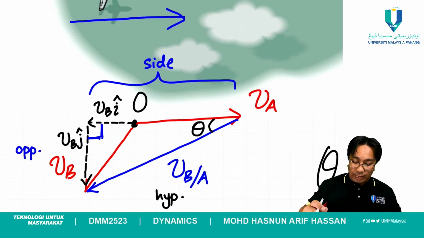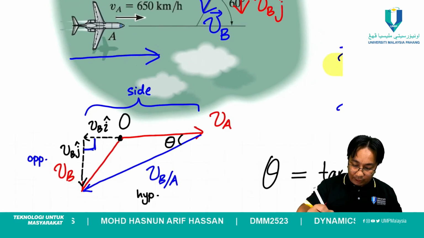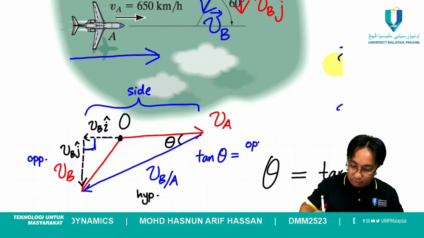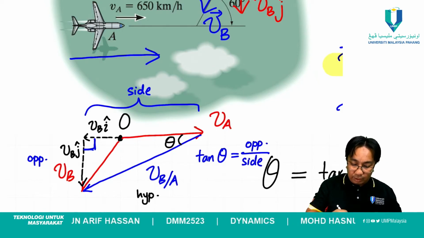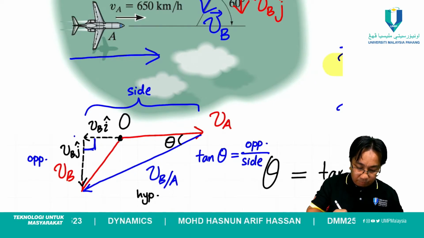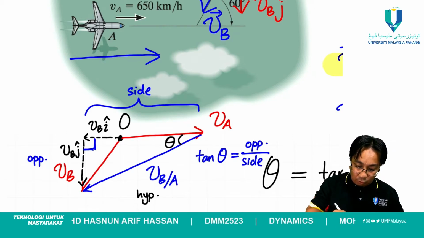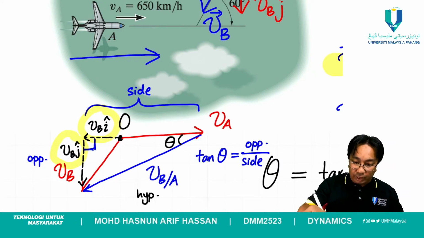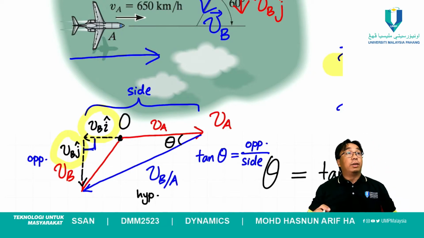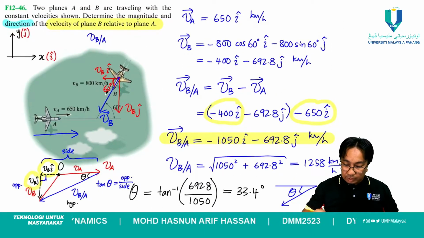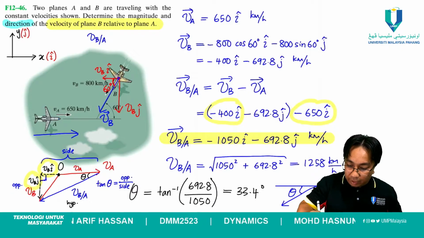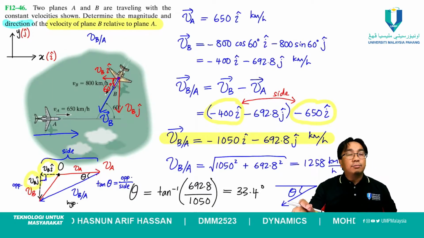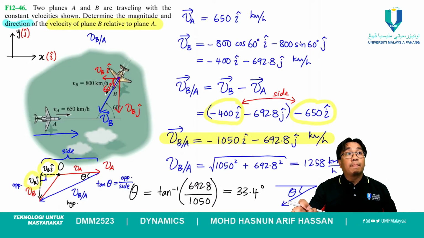Okay, so then tangent theta is the opposite divided by the side. The opposite here is VBJ. Let me highlight with a different color. The opposite is VBJ, and the side here is basically VBI plus VA. This is VA over here. So that's why we take the side as the sum of these two, minus 400 and minus 650. So this will be the side. Do you understand now? Yes, sir. Okay, all right.